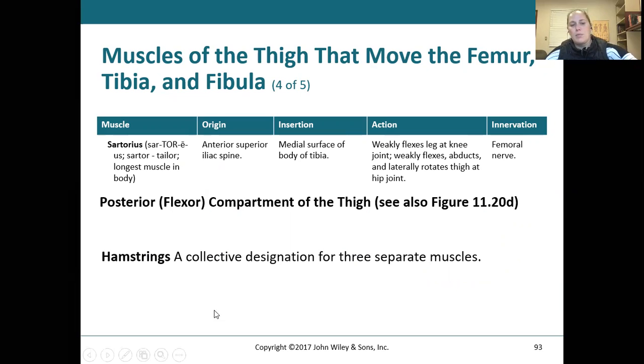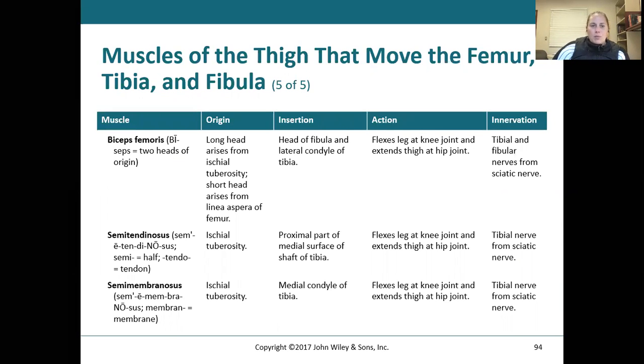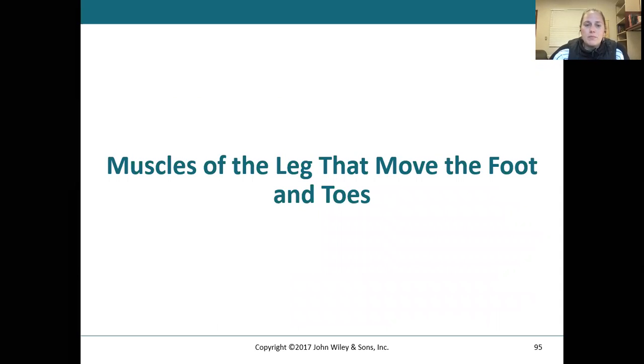the region where the hamstring is a collective designation of three different separate muscles. So we have the biceps femoris, we have the semitendinosus and semimembranosus. The actions are all going to be to flex the knee at the joint and extend the thigh at the hip joint. They all have the same action, and they all have very similar innervations as well. I think that transverse section that we just looked at probably was the best example of looking at those different muscle groups. Okay, muscles of the leg that move the foot and toes.